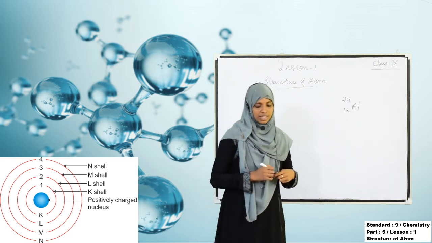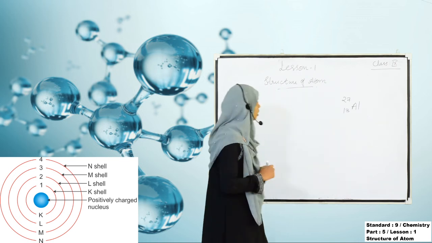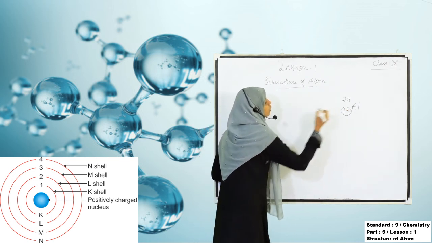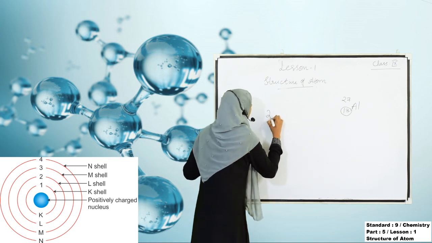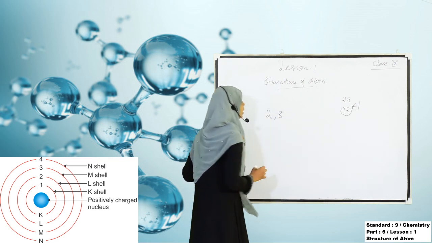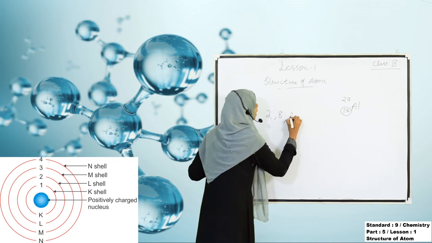Okay. So then how can we write the electronic configuration? How can we draw it? So the electronic configuration we can write is 2, 8, 3.